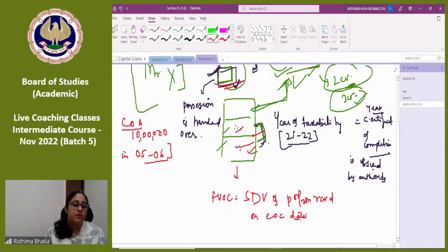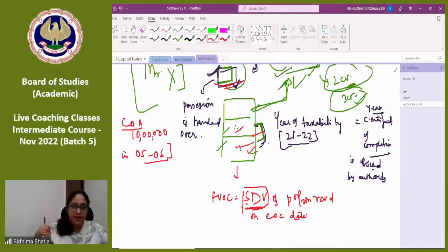So when the certificate of completion is issued, whatever the stamp duty value is on that date would be my full value of consideration. Agree? Nothing to ratify. Think of yourself as Mr. X. You gave the building, you got these 2 lands. This building is getting transferred. Now this is demolished. What did I get in return? These 2 flats. So the stamp duty value of these 2 flats would be my full value of consideration.